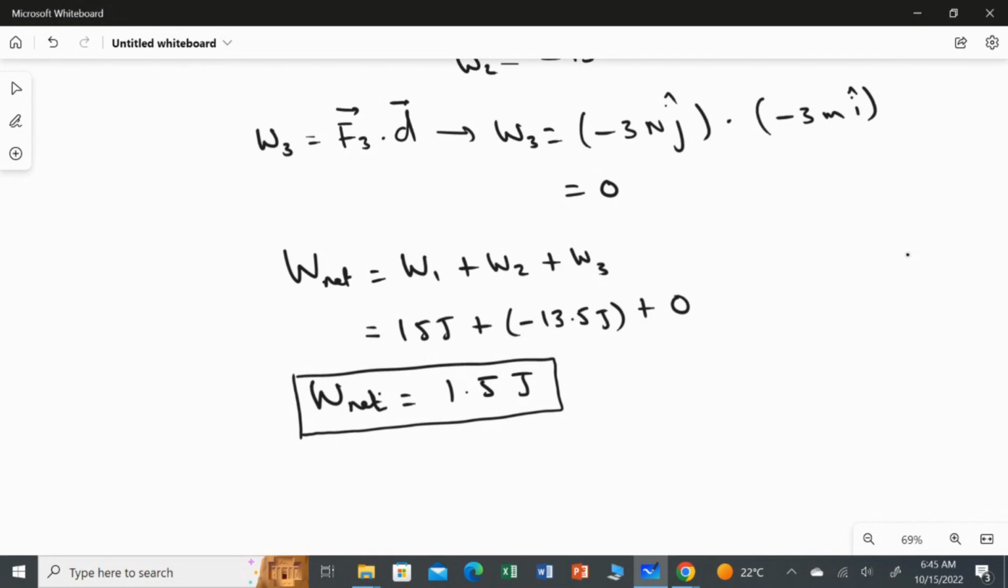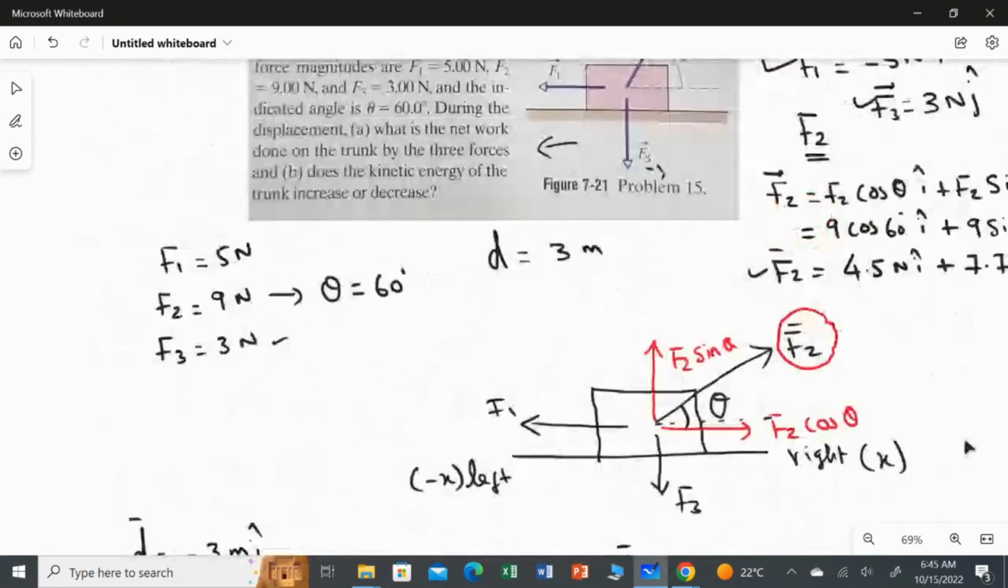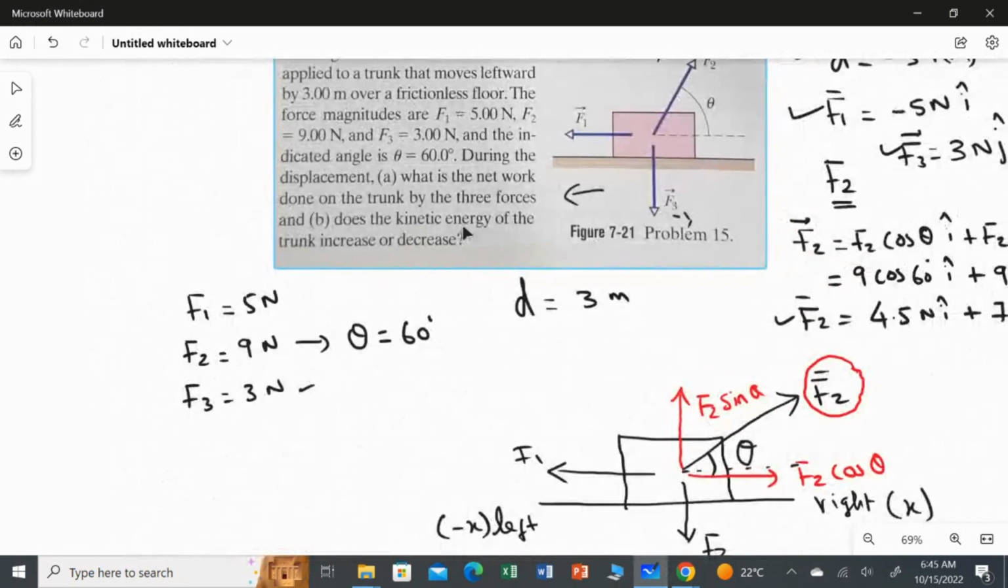Clear? Now we have the second part also, but we have to read what is given in the second part of the question. Does the kinetic energy of the trunk increase or decrease? So you have to give the theoretical answer. When you apply these three forces on this trunk, whether the kinetic energy increases or decreases.